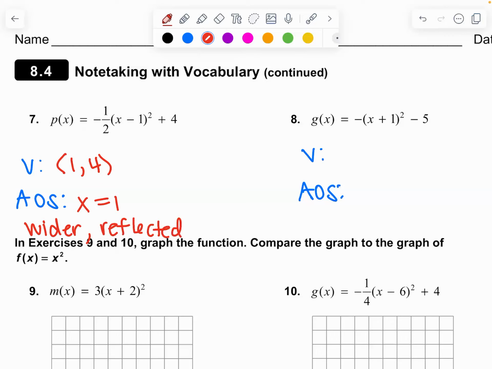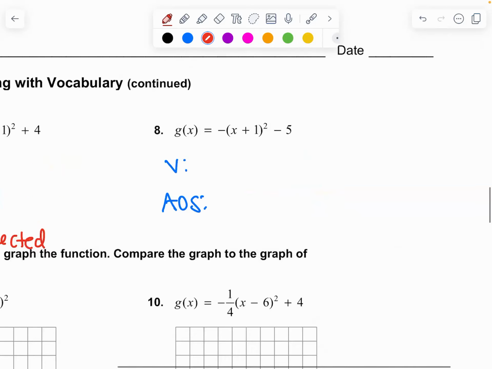Eli, why did he say it's reflected? What told him that? The negative in front of the 1/2. Okay. Ian, why did he say that it's wider? Because the A is 1/2, that's less than 1. Okay.